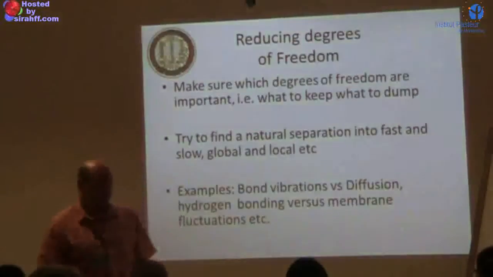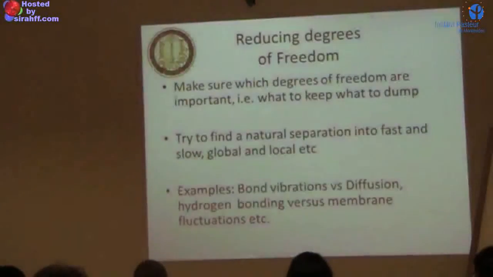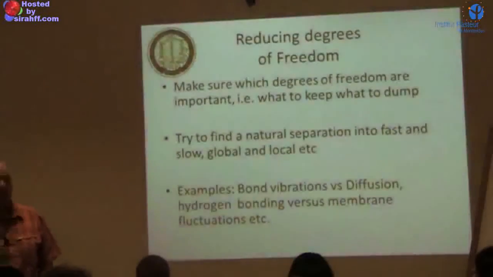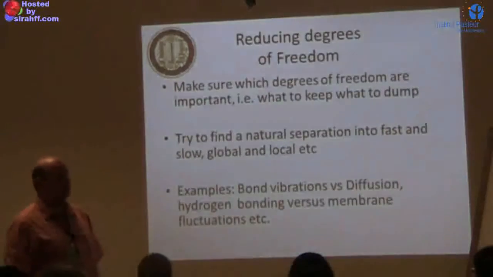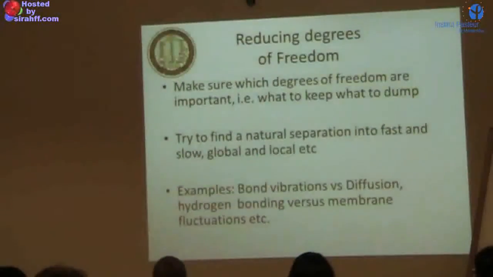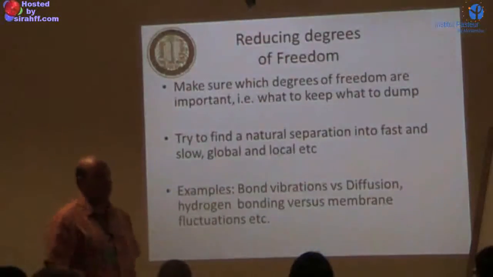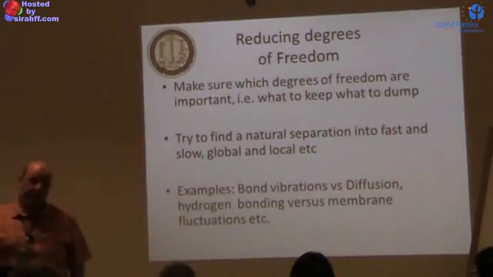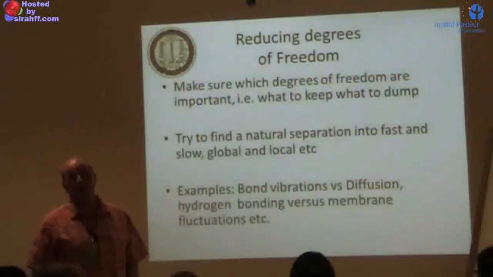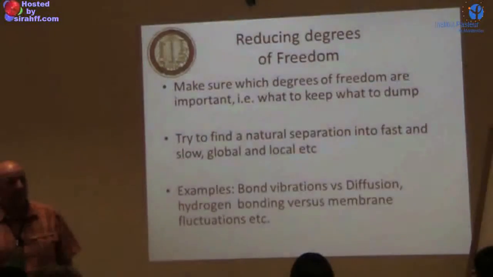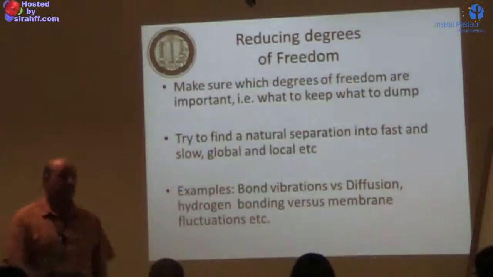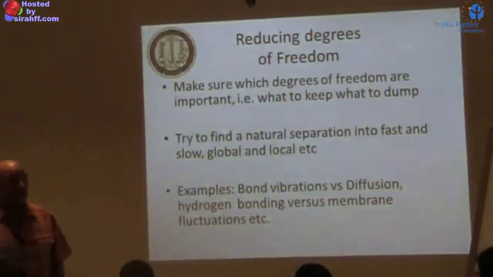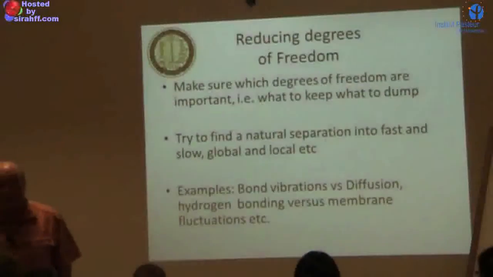That means what do you keep, what do you dump. So you have to try to find the natural separation into things which are slow and global, and fast and local. Of course, we want to keep the slow and global ones, and want to dump the fast and local ones. Examples are bond vibrations. Diffusion is a bit of a different story. Hydrogen bonding we normally have to dump, although not necessarily by choice, especially in a lot of biomolecular modeling. We would like to keep hydrogen bonding, but there's no way to do so. Whereas something like membrane fluctuations, which I will discuss this afternoon in biomembrane modeling, lead to the mechanical behavior of the membrane. They are absolutely essential and we cannot dump them.